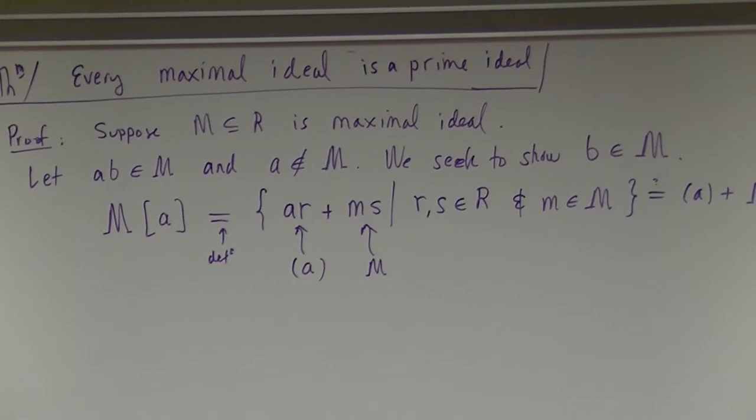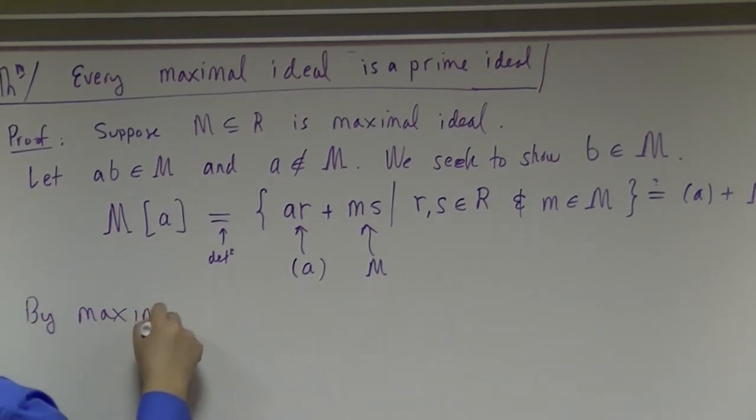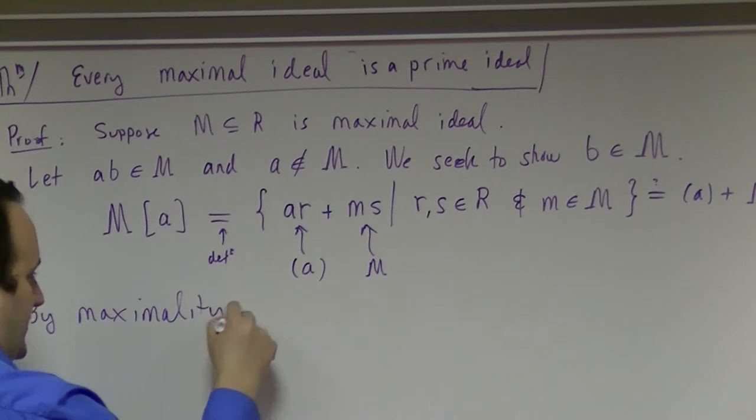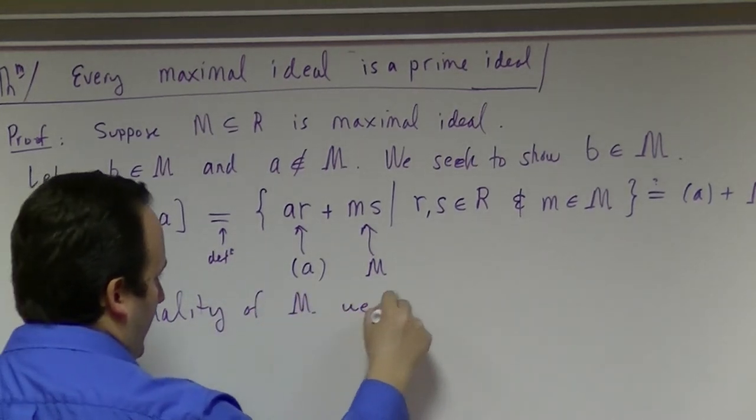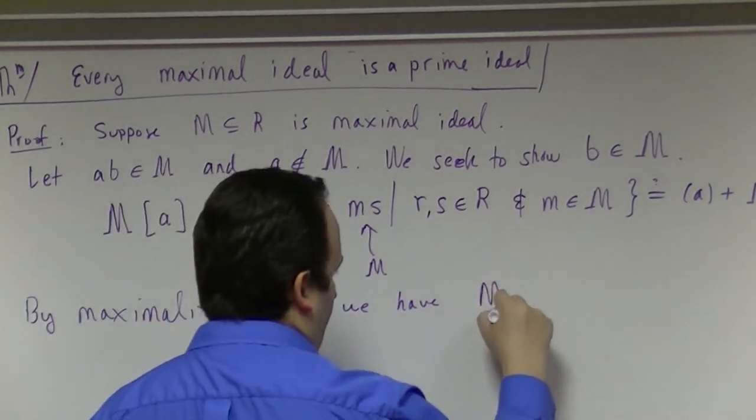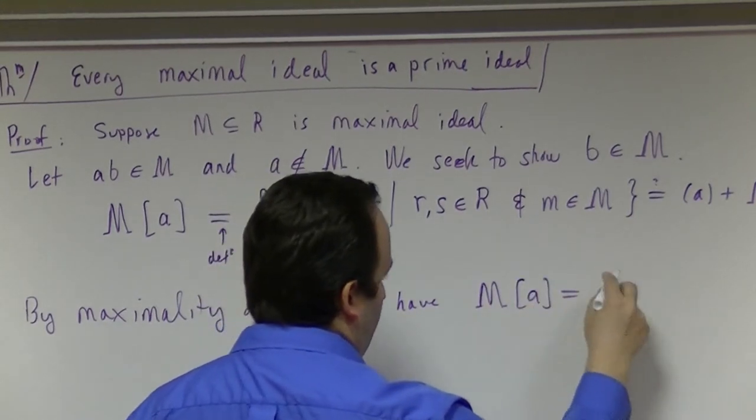Anyway, whether or not that's that, it's definitely an ideal. And so what do you have? You have an ideal which contains M, right? And it's not equal to M, because it's definitely got this point A in it, which is not in M. And if M is maximal, what does that force this to be? Right. Maximality of M, we have M, A is equal to R.